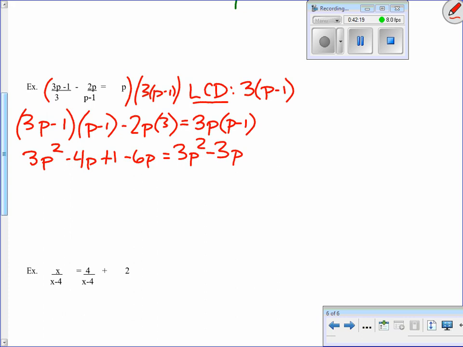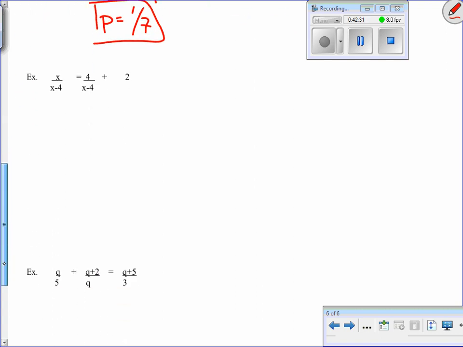Simplify like terms. Move numbers to the left, variables to the right. I get 1 is equal to 7p. So p is equal to 1 7th. Get the picture? Let's try another one.